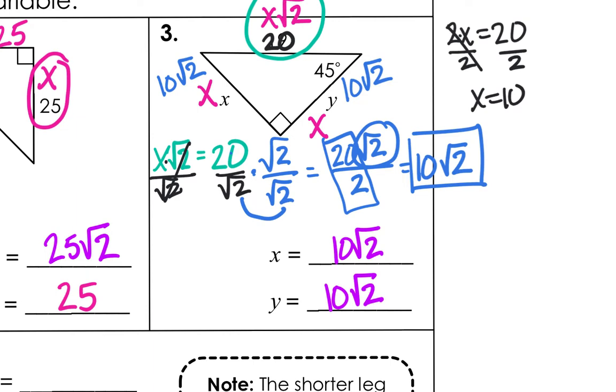Okay? If you notice that when we divided by the square root of 2 here, and then multiplied by the square root of 2, the whole point is we're trying to get rid of the square root in the denominator. Okay? So if you think about it, we started with 20, we ended with 10 square root 2. So technically what we did is we divided by 2 and multiplied by the square root of 2.